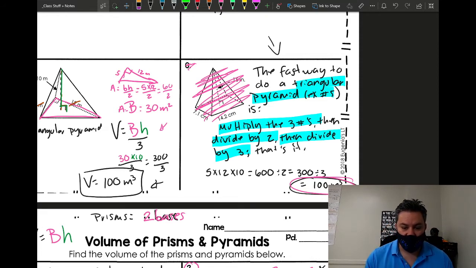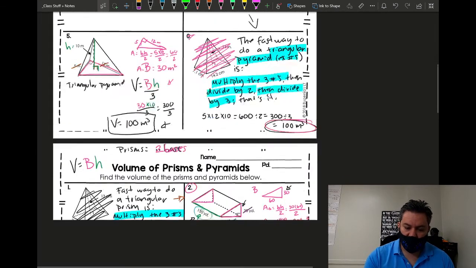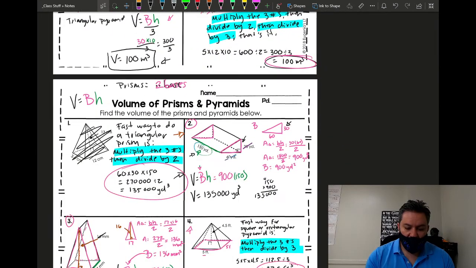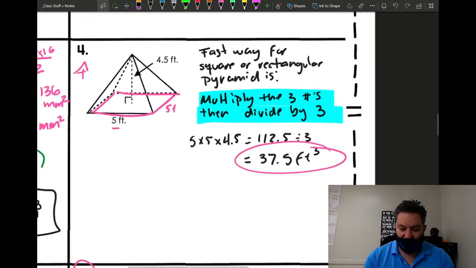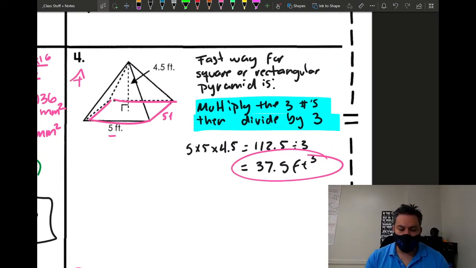And that's it. Now, there's also a fast way to do a rectangular or square pyramid, as you can see on this one, number 4. It says the fast way for a square or rectangular pyramid, that's a pyramid whose base is the shape of a rectangle or a square, like most of the pyramids that you see around the world: multiply the 3 numbers and then divide by 3. Boom, you're done. Again, the fast way, multiply the 3 numbers, divide by 3, you're done. That's for a square or rectangular pyramid.